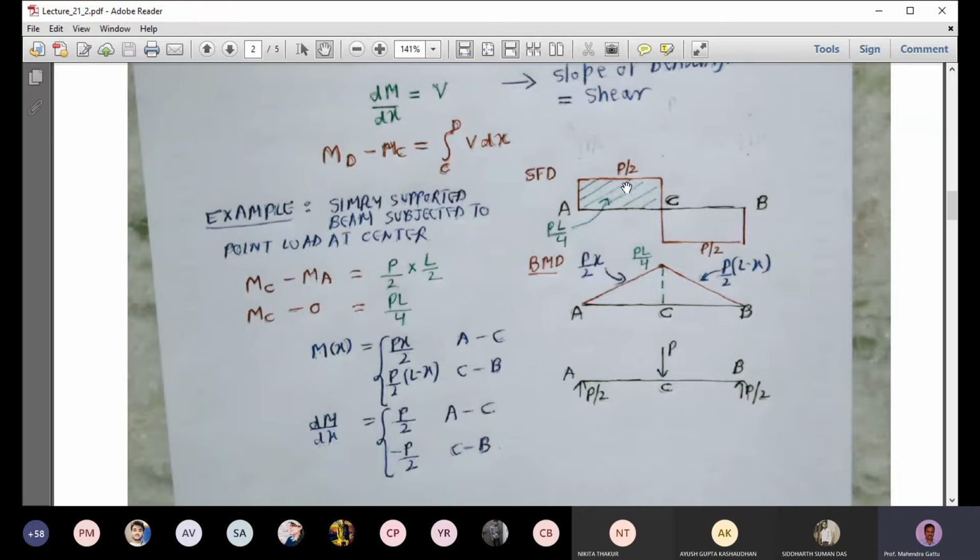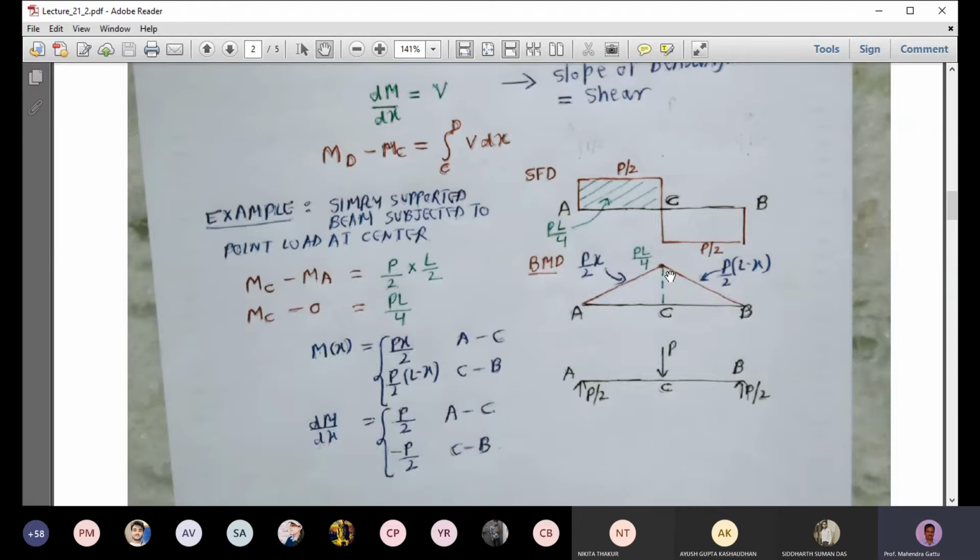So let's look at the area under the shear force diagram between section A and section C. This AC length is L by 2 and the height is P by 2. So the area will be P by 2 into L by 2, which is PL by 4. So MC minus MA should be equal to PL by 4. Here MA is 0 in the bending moment diagram, so MC will be PL by 4. So this area is equal to the y coordinate at point C.